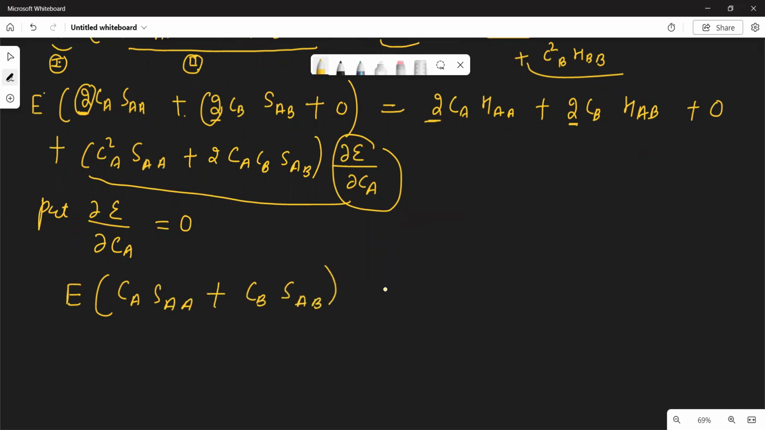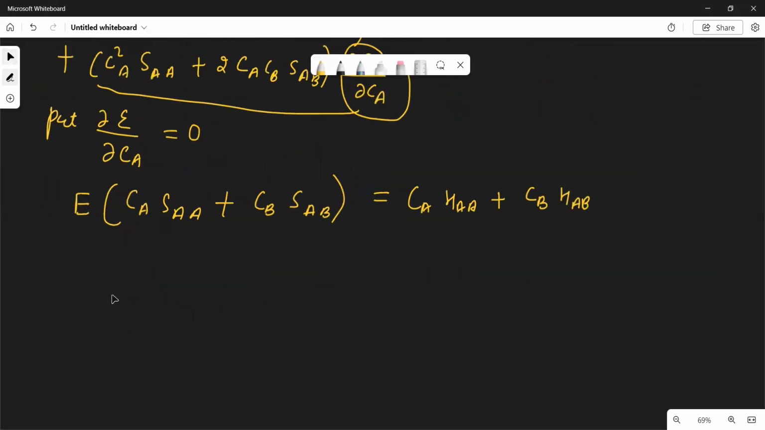CBSAB equals CAHAA plus CBHAB. Okay, now we will rearrange this equation. I will shift these terms to the right hand side.